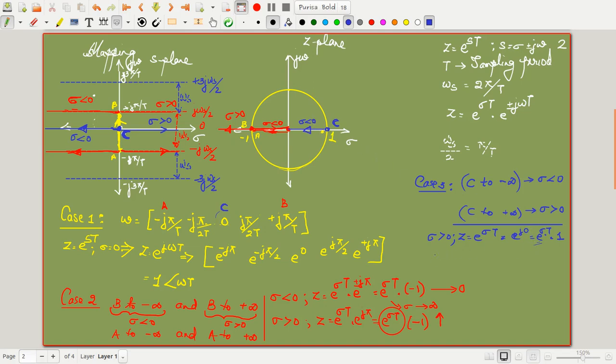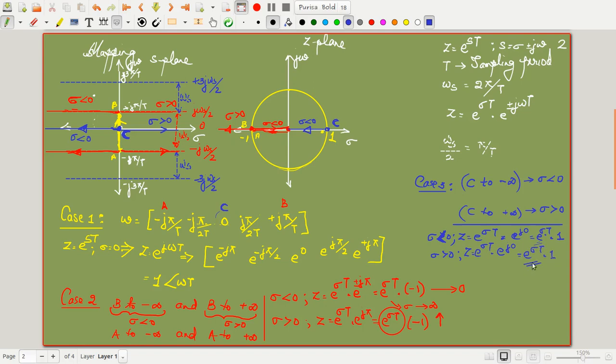Now when sigma is greater than 0, I think this was less than 0, I wrote it wrong. When sigma is greater than 0, z is equal to e raised to sigma t into e raised to j0. Sigma is greater than 0. What happens? E raised to sigma t into 1.